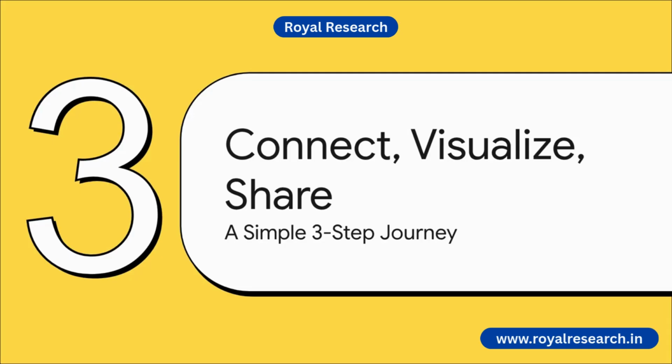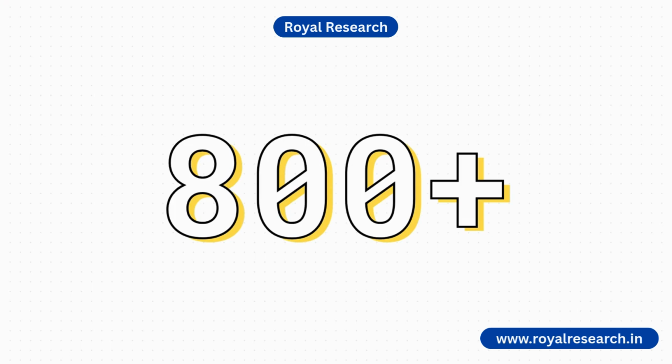Okay, so how does it all actually work? Well, it really just boils down to a super simple three-step journey. This is the key to its power. It all kicks off with connecting your data. And the sheer scale of this is, well, it's incredible. Looker Studio can connect to over 800 different data sources. Just let that number sink in for a second. 800. That is a staggering amount of flexibility.